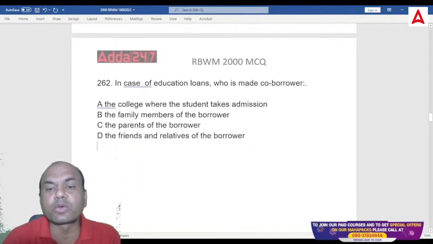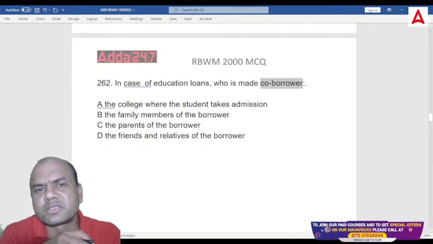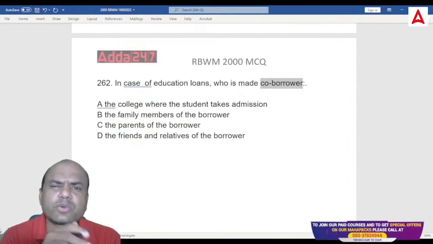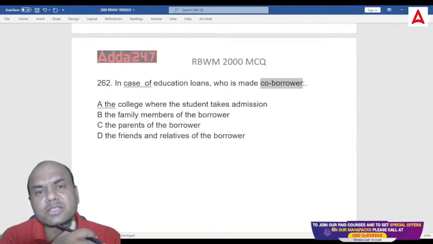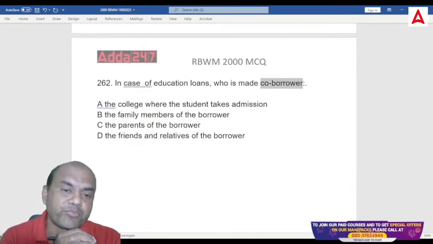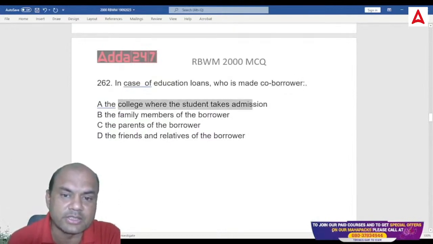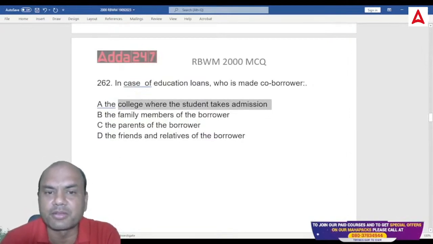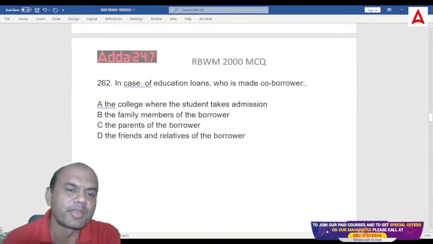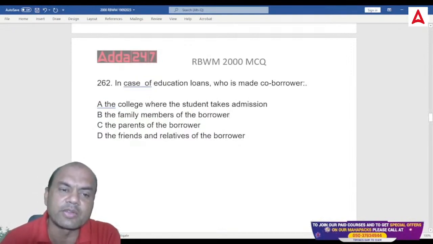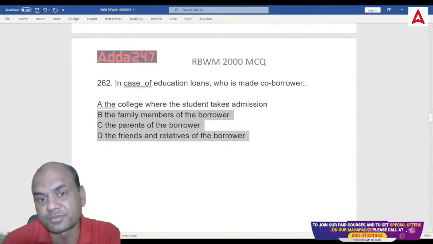In case of education loans, who is made a co-borrower? Education loan is always given to the student. Actually, the borrower is the student. But the student is not earning at that time, so we don't give that amount to the student alone. We take a co-borrower. Whom do we take? The college where the student takes admission? My God. This college will go bankrupt. Let's say there are 1000 students in a college. If the college becomes the co-borrower to these students, it will go bankrupt, right? So that is out. Family members of the borrower, the parents of the borrower, friends and relatives of the borrower, near and dear ones. See this, B, C and D are all similar answers. But what is the correct answer then?